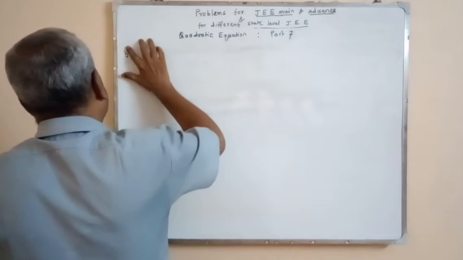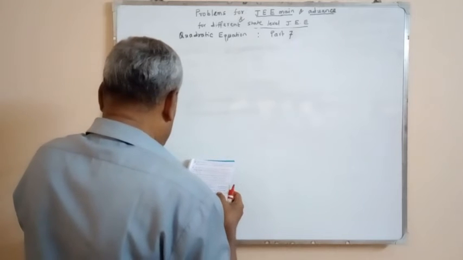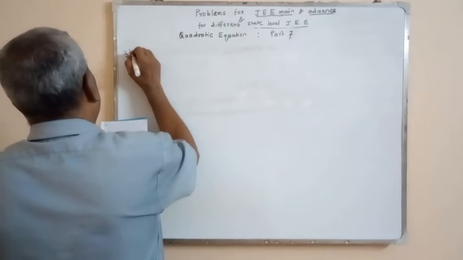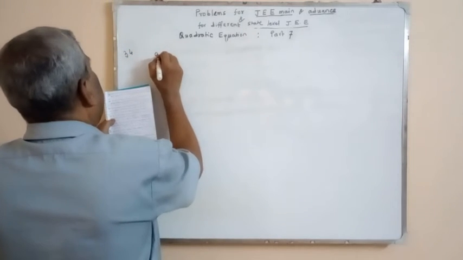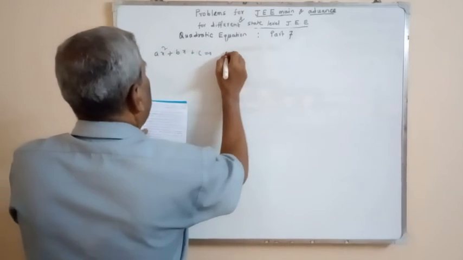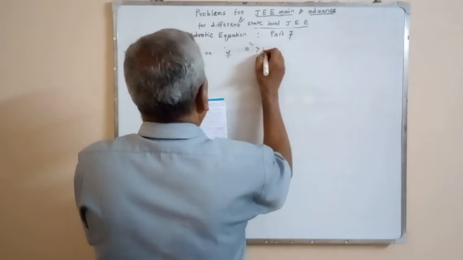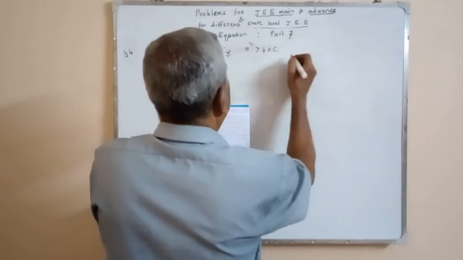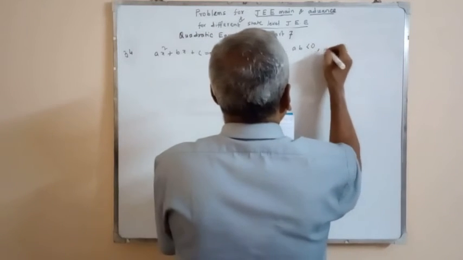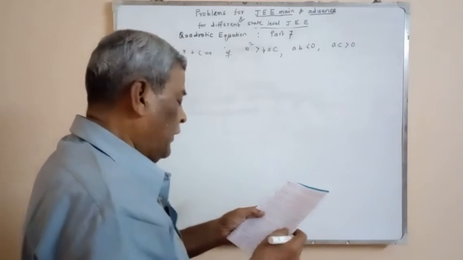Next problem is problem number 34 of that chapter. In ax square plus bx plus c is equal to 0, if b square is greater than 4ac, number 1, AB is negative and AC is positive, then which of the following is true?